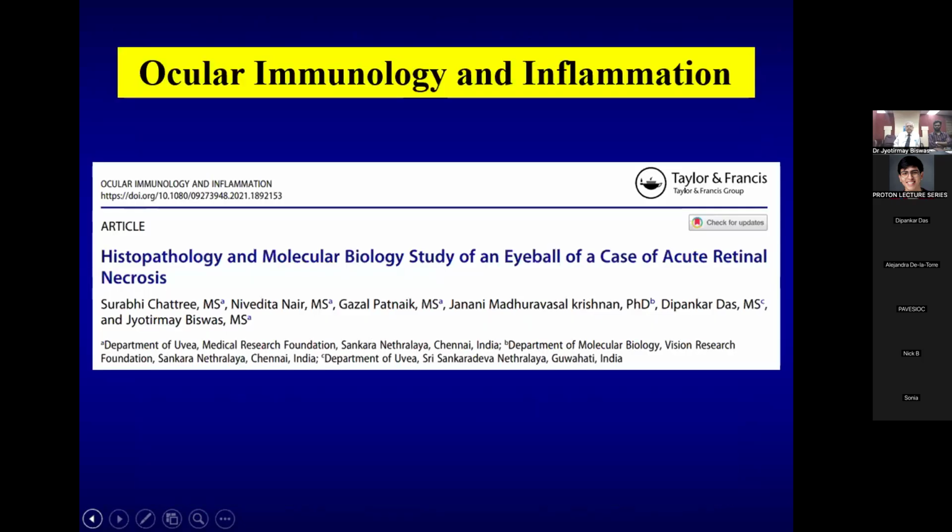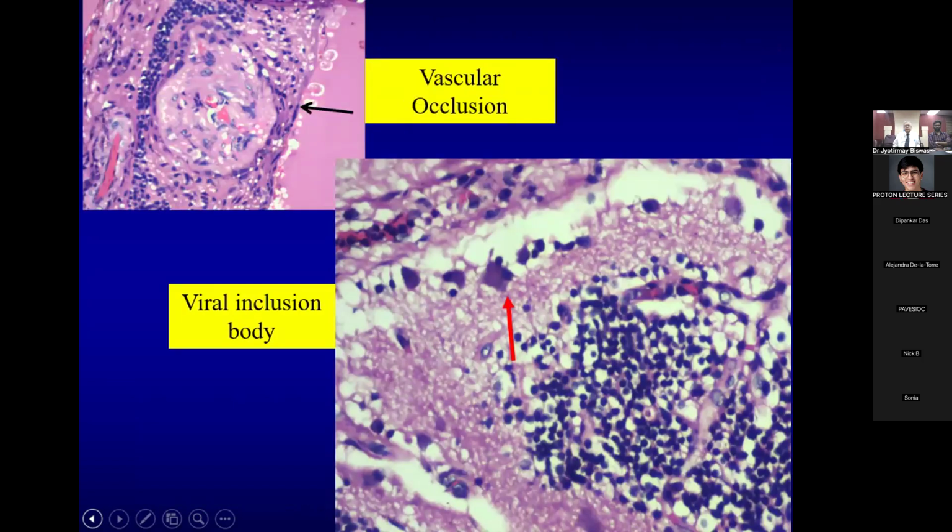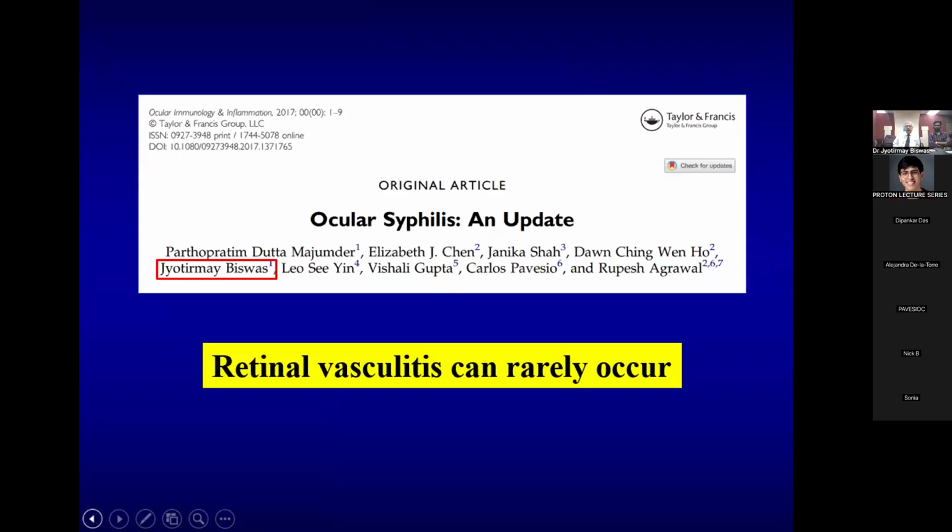We had a histopathologic and molecular biologic study of an eyeball of a case of acute retinal necrosis, in which we found occlusion of the retinal vessels due to fibrosis following inflammation, as well as viral inclusion bodies. And molecular biologic studies showed herpes virus DNA.